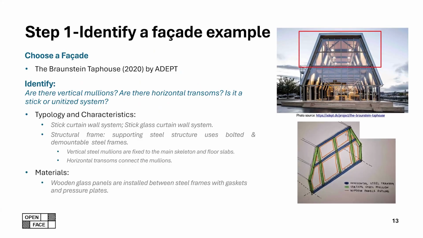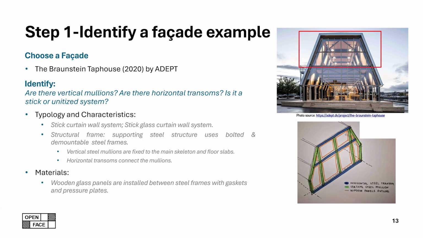Here again, for step 1, the example is really nicely done. You see the facade is clearly identified. We even get a sketch showing the main elements, and the student correctly describes the system as a stick curtain wall with vertical steel mullions and horizontal transoms. And the annotated sketch on the right makes it very easy to see how the system works.